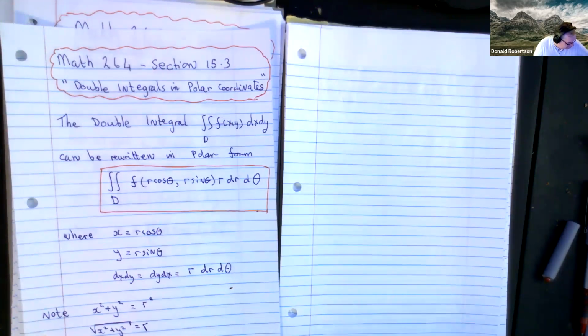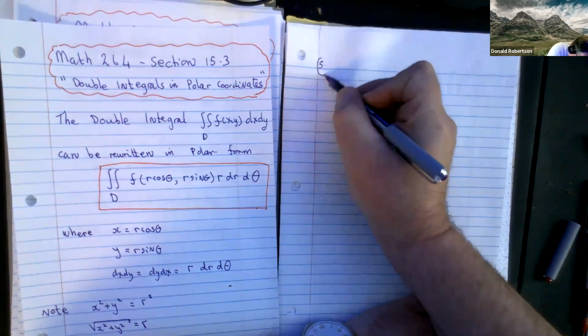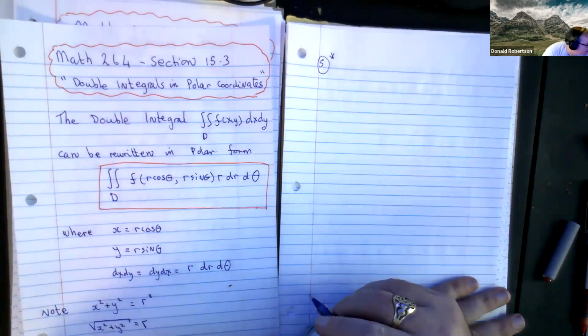Question 4 is essentially another version of question 2, just with slightly different numbers. Okay. Let's set up 5.